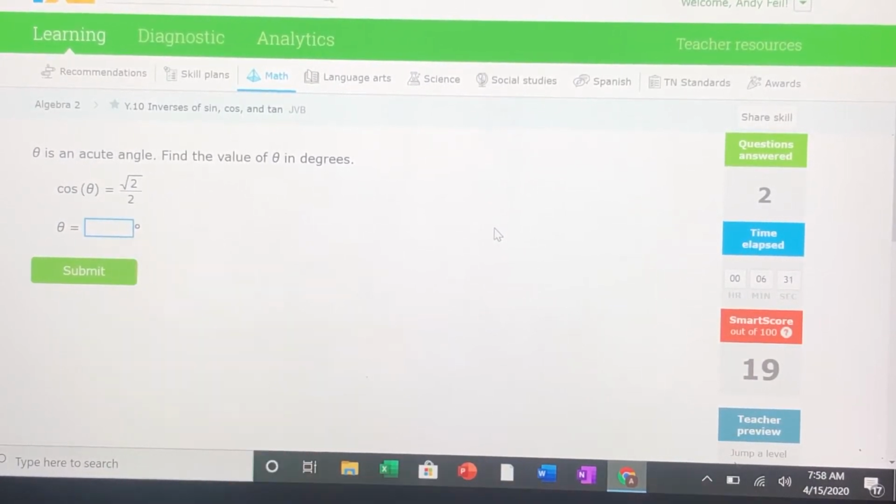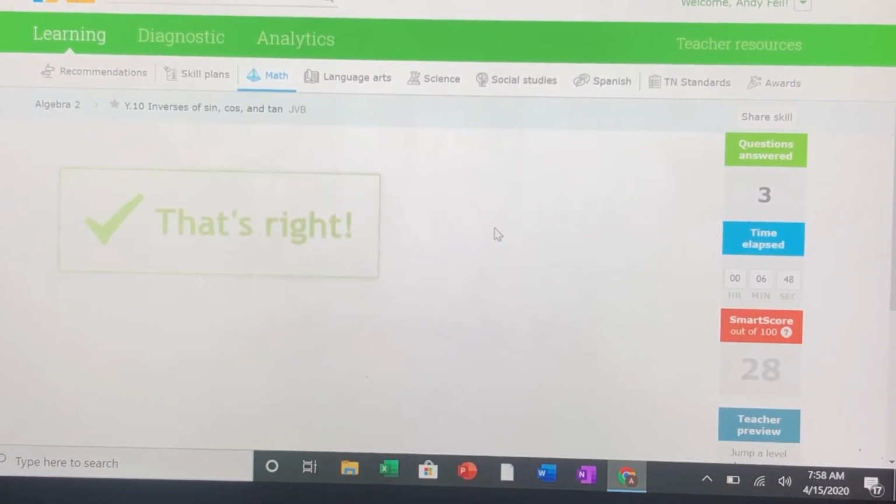All right, what do you think about this one? Cosine of theta equals the square root of 2 over 2. What's the answer? That's right, it's 45 degrees. And since they're asking for degrees, what if they would have been asking for radians? Pi over 4, exactly. But they're asking for degrees, so this is 45 degrees, and that's it.